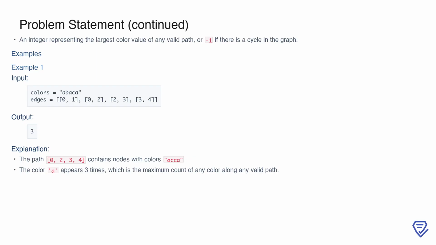Let's consider an example. Suppose the input string colors is "abaca", and the edges are [0,1], [0,2], [2,3], [3,4]. In this scenario, the path 0, 2, 3, 4 contains nodes with colors a, a, c, a. The color a appears 3 times in this path, which is the highest frequency of any color within any valid path. Thus, the output for this example is 3.